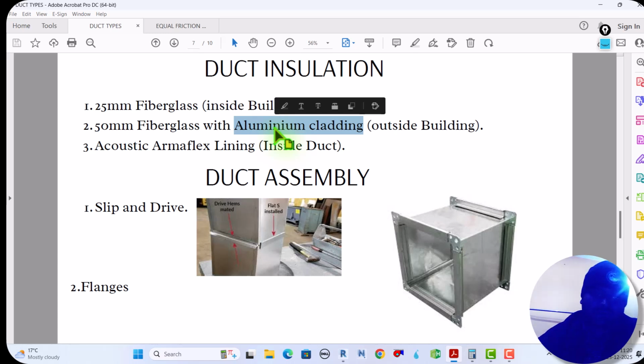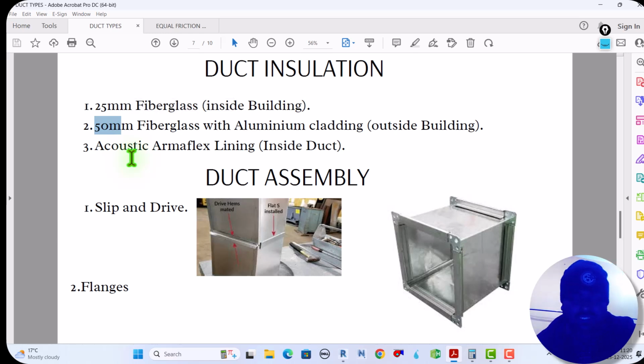Aluminum cladding we also give when the duct is outside the building. And we know that when the machine runs, some vibration and noise could come through the duct. So to avoid the noise, we give the lining from the machine to 1.2 meters.